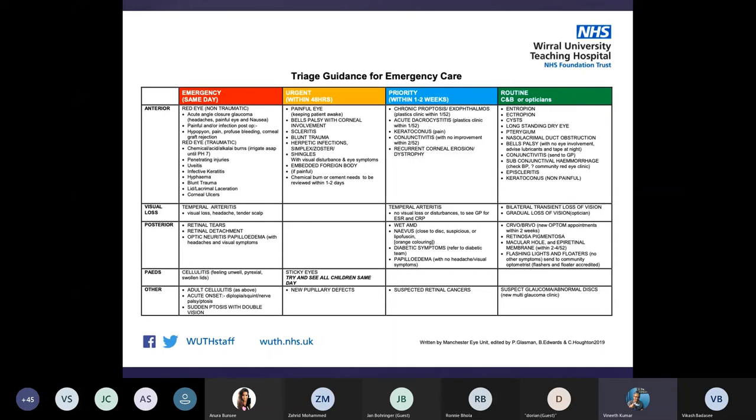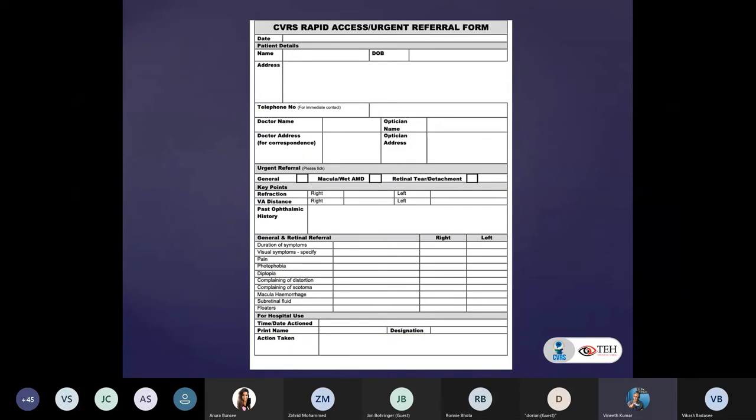And this is something that we used in our services in England, as to what we refer on the same day, what we refer as urgent, what we refer as a priority, and what we refer as routine. And this is what I have spoken to you all about today as emergency and urgent cases. I have not spoken to you all about priority or routine cases. I'm happy to share this information, and hopefully with time, we want to look at developing something along the lines of a CVRS rapid access or urgent referral form, which will be available through our website.